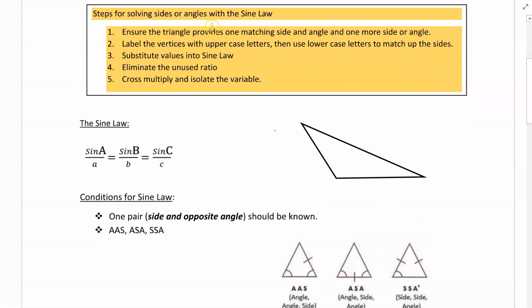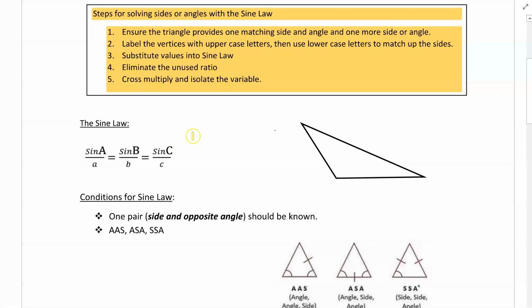You can see here the steps for solving sides and angles with the sine law. Okay, first you want to ensure that the triangle provides one matching side and an angle, or one more side and angle. Then label the vertices with uppercase letters and the sides with lowercase letters, and then substitute the values into the sine law. Eliminate the unused ratio, cross multiply and isolate the variable.